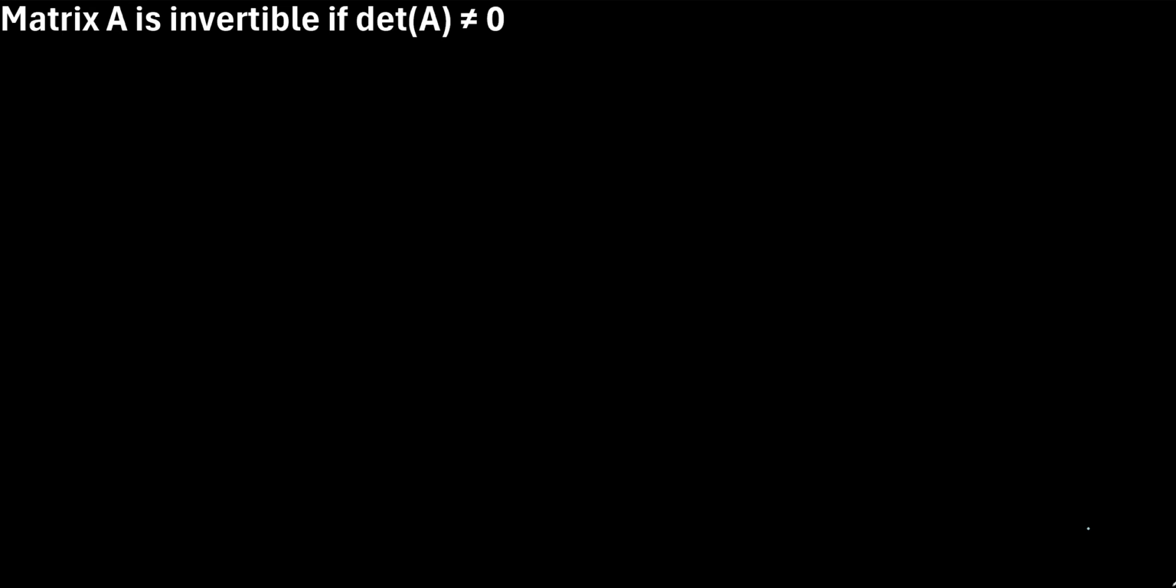In this video, we will talk about how to determine if a matrix is invertible. So we say that matrix A is invertible if the determinant of A is not equal to 0. So let's check out a couple examples. Let's start with the 2 by 2 case.